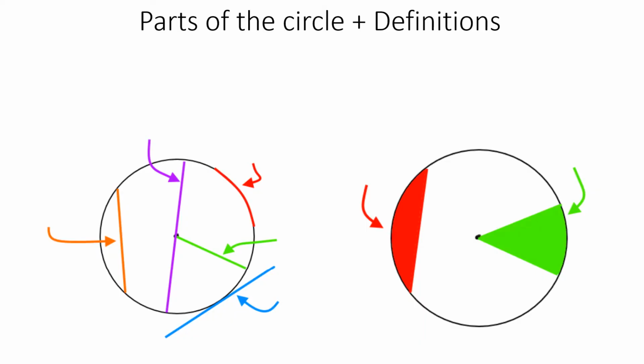So the first thing we need to be able to do is to name the parts of the circle fairly accurately. If you have a look here, we've got some lengths on the left hand side and some areas on the right hand side, and we need to come up with the right names for them.